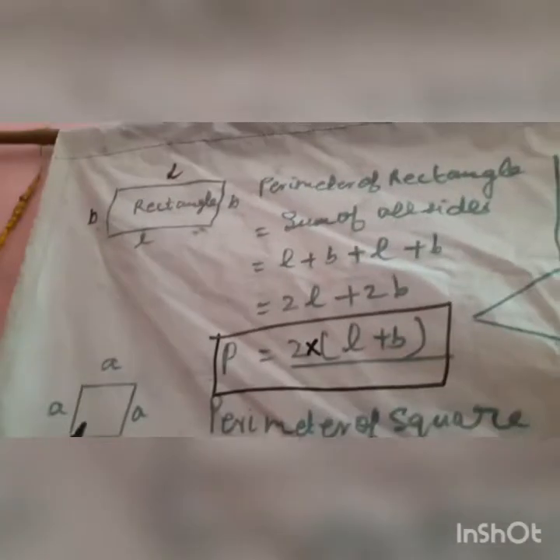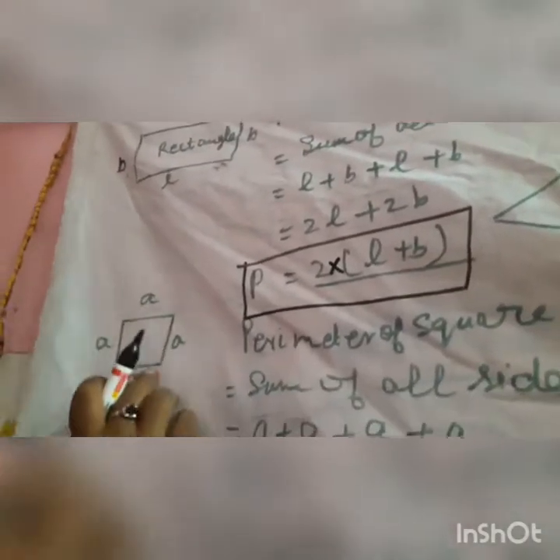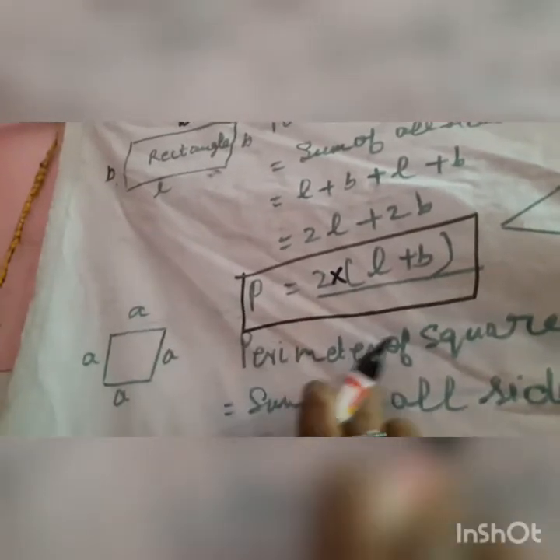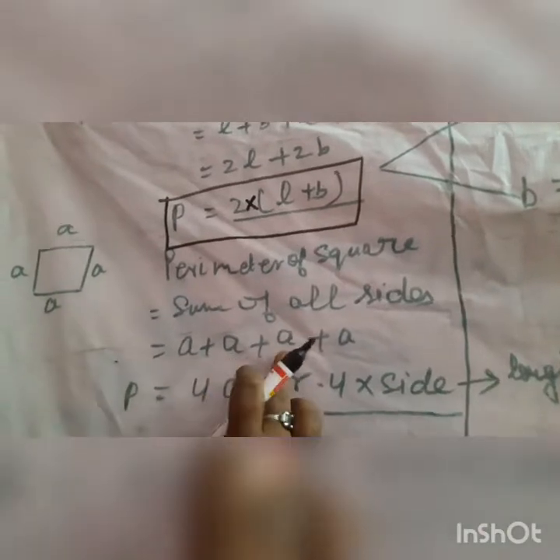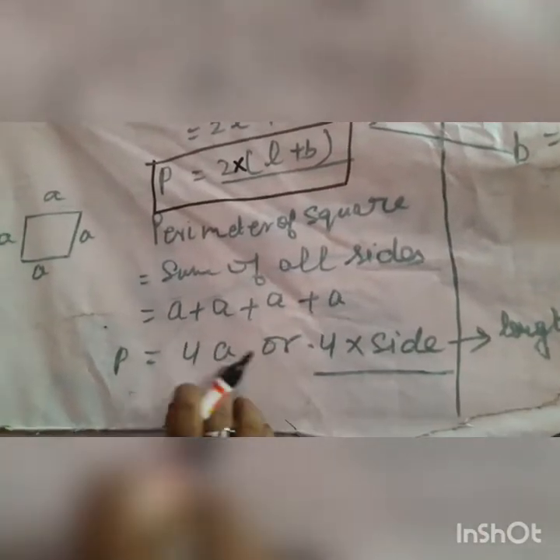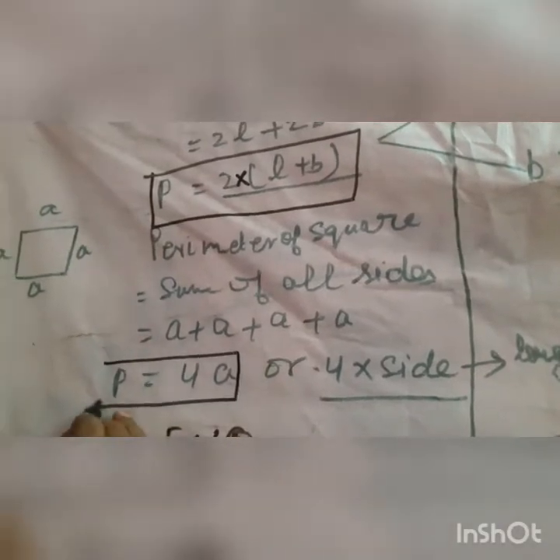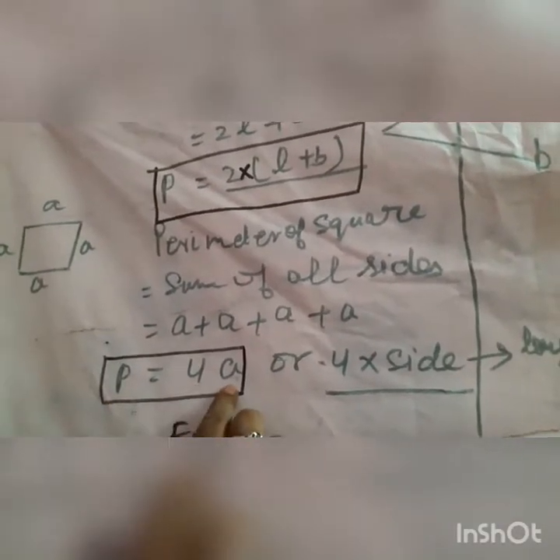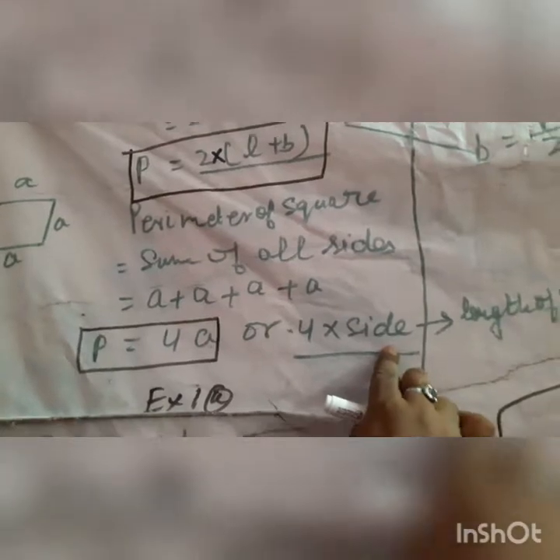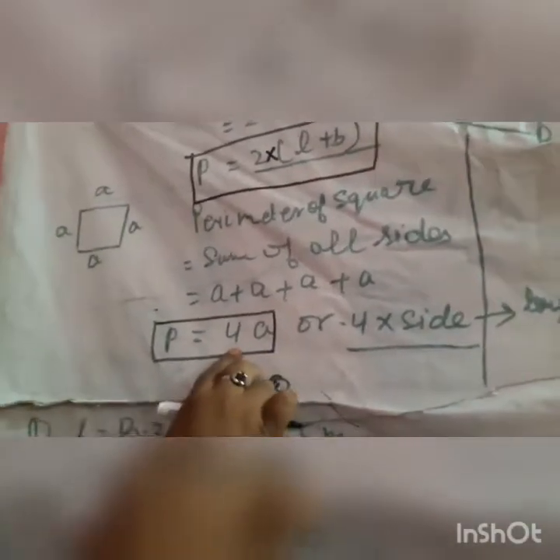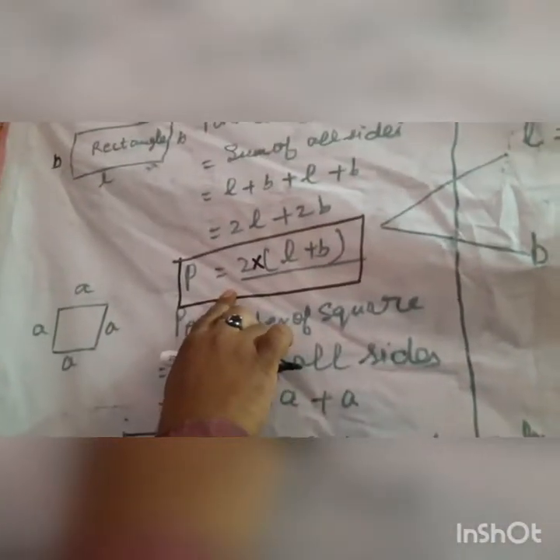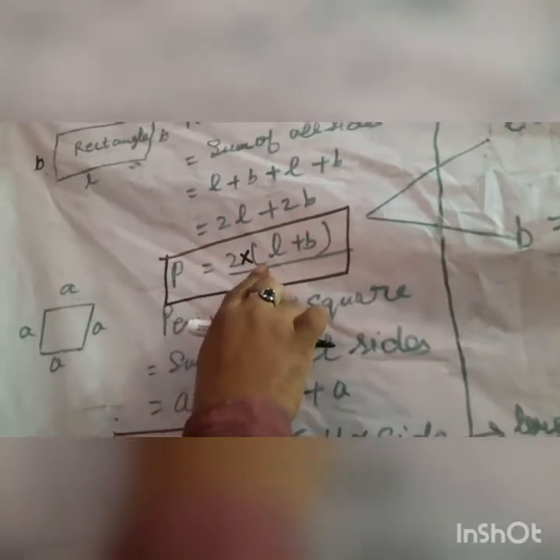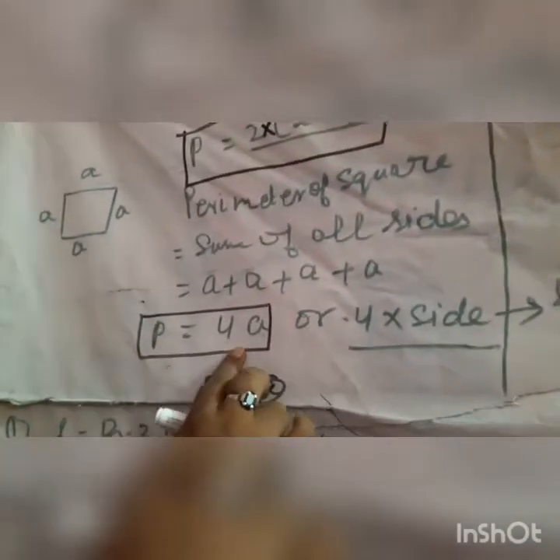Now come to the perimeter of a square. What do you mean by a square? A figure in which all sides are equal is called a square. So perimeter of a square is equal to sum of all sides. A plus A plus A plus A is equal to 4A. So formula of perimeter of a square is equal to 4 into A, 4 into side. This is the formula of square and this is the formula of rectangle. Perimeter of rectangle this and perimeter of square this.